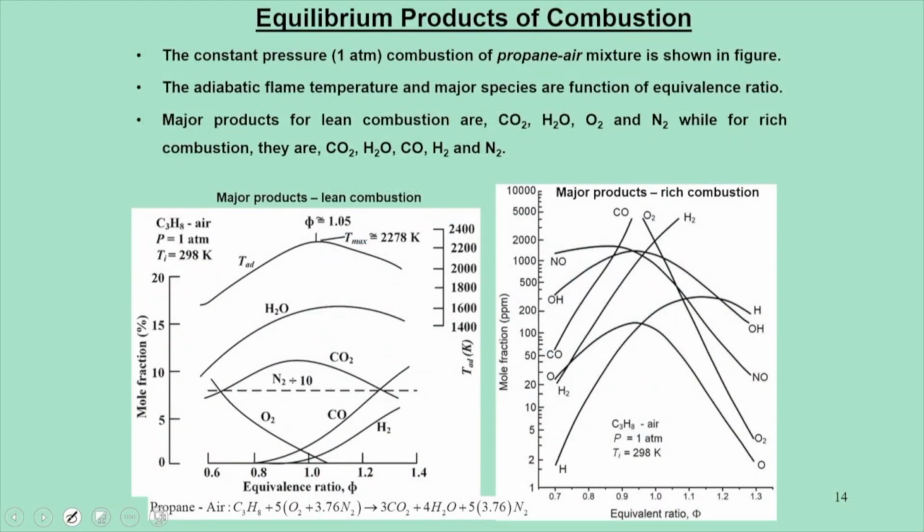two major curves. One is with respect to phi, your equivalence ratio. We plot the terms in terms of mole fraction and temperature against equivalence ratio, just to show the major products that come out during a lean combustion. Lean combustion means which is more in air.